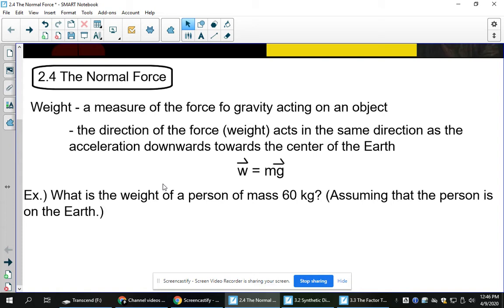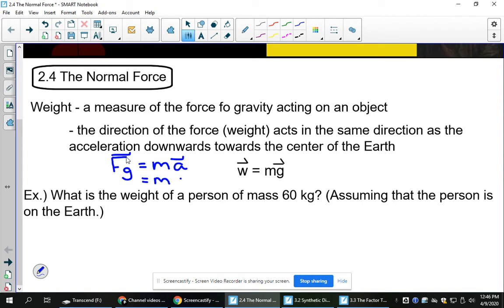So if we rewrite it, we can write the same formula as force of gravity is equal to mass times acceleration, and acceleration can be acceleration due to gravity. So my preference, instead of doing the W for weight, is to do the Fg, and that's what you'll see me doing in later lessons. First example, what's the weight of a person of mass 60 kilograms? Assume that that person is on Earth.